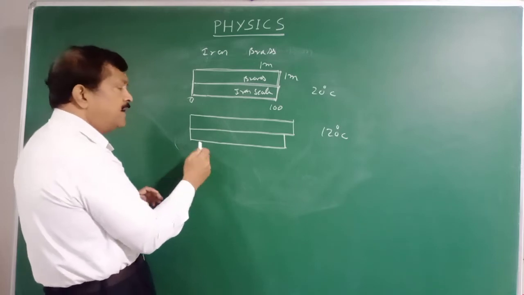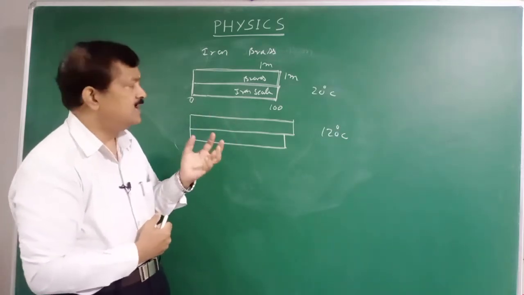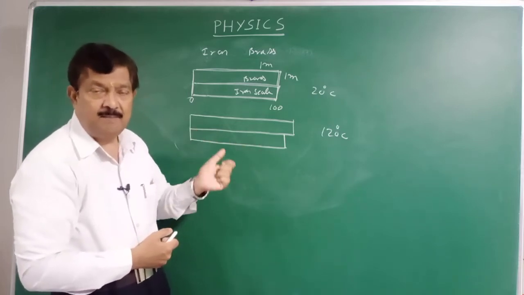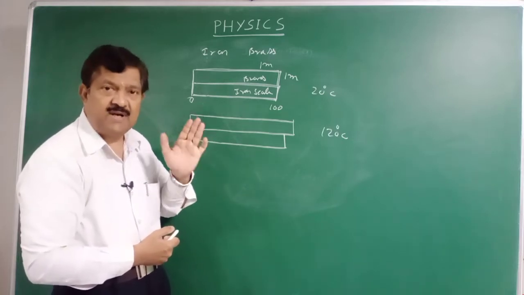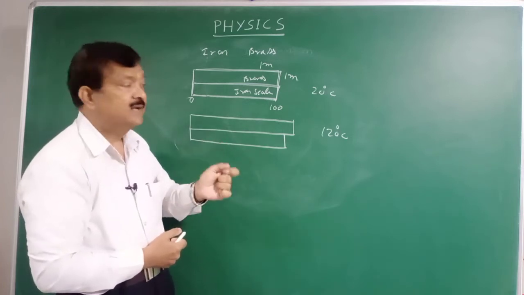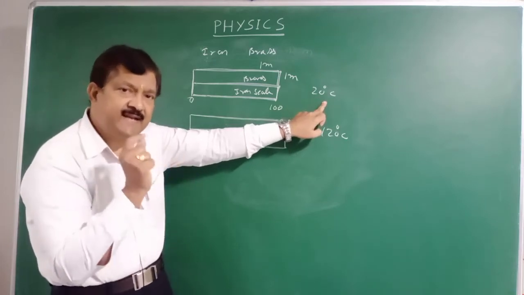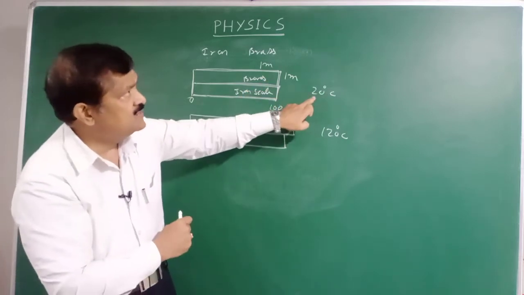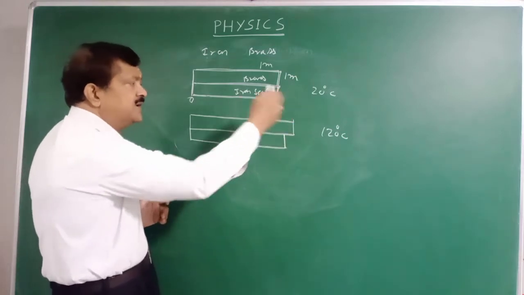Now, as we have discussed previously when studying metal scales, let us understand one important point. All metal scales are graduated at a particular temperature. At that temperature only they give the correct reading. Our scale is graduated at 20 degrees centigrade, so at 20 degrees centigrade only it gives the correct length, that is 1 meter. But now we are using it at a temperature of 120 degrees centigrade.